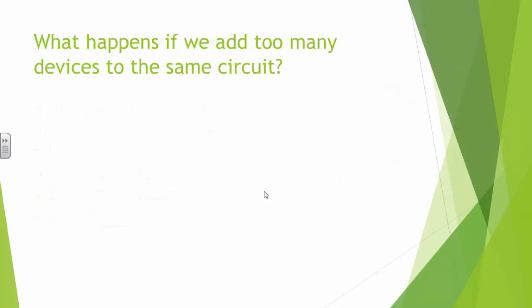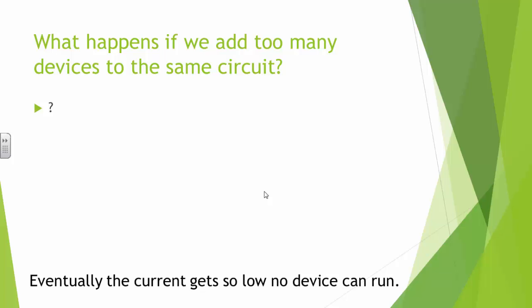Now, what would happen if we add too many devices to the same circuit based on what we've just seen? What do you think happens? If we just keep adding one device after another in series to a circuit, what happens? Well, eventually the current gets so low that no device will run, not even an LED. So if we keep adding devices to a series circuit, the overall resistance gets so high the current becomes too low to run any given device.